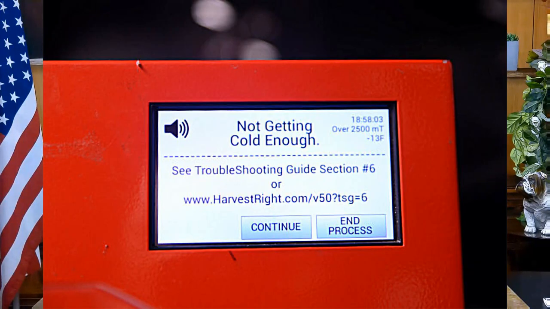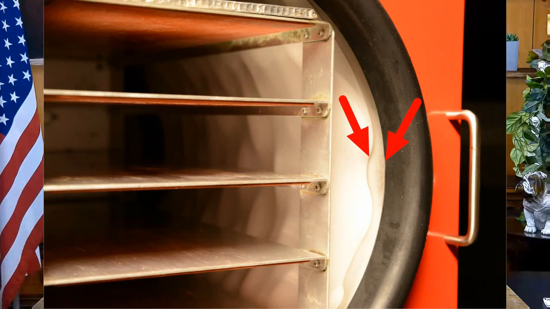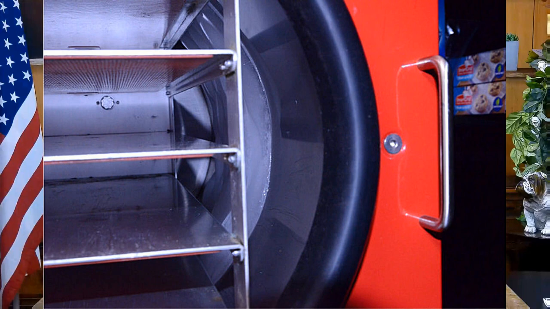I also got this error message as I was working with it. It said, not getting cold enough. It said to see the troubleshooting guide, section number 6, or get on the Harvest Right website, and it showed you what to do if you were to see that error message. That happened a couple of times. Again, here's another picture of what the ice should look like, and here's the picture of what the ice looks like when you have refrigeration problems. Now, if your temperatures are right and your freeze dryer is acting the way it should, but you have questions about its operation and its temperatures, let's go through the screen here and let me show you where the hidden button is.